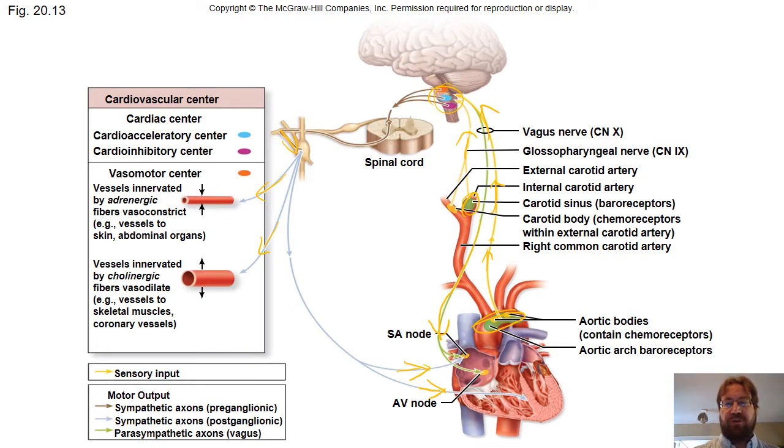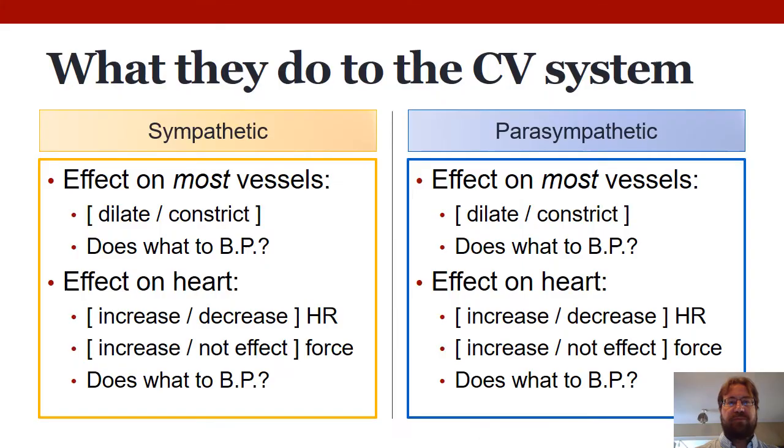Okay, so the vagus nerve is going to slow down the heart. That's going to decrease blood pressure a little bit. The sympathetic nerves are going to speed up the heart, increasing blood pressure a bit, and also have an effect on blood vessels. Okay, what are those effects?